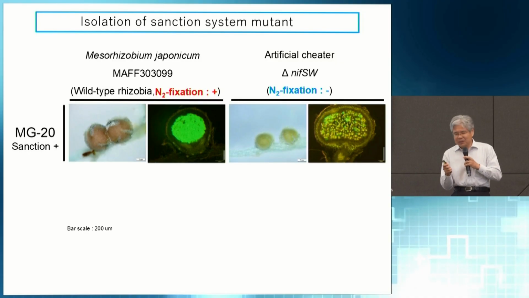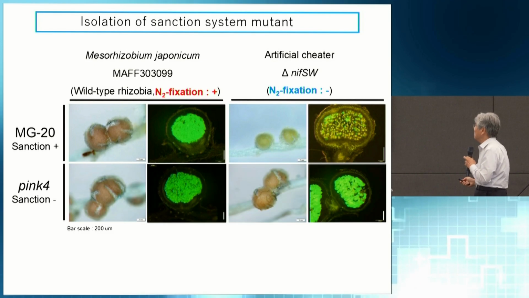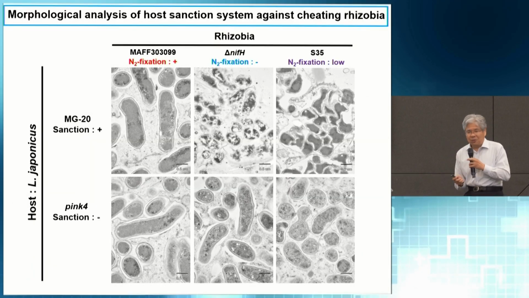So we wanted to know the molecular mechanism of this sanction system and isolated the mutant named PINK4, in which even the non-nitrogen-fixing bacteria, which we call cheaters, can survive in the nodule. Okay, so we checked the phenotype by electron microscopy. Normally, non-fixing rhizobia will lyse inside the nodule cell, but in PINK4, they still remain in the symbiosis zone.